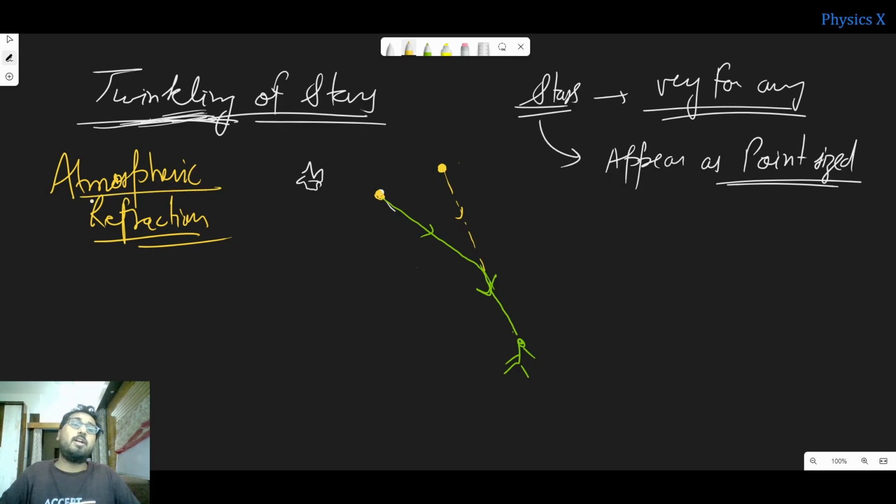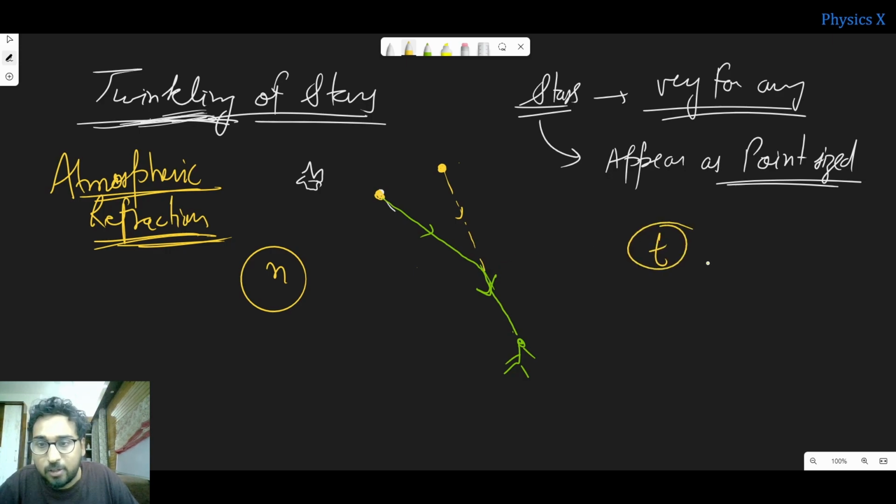Again, as I told you, the temperature is not constant in the atmosphere, it is continuously changing, and that is why the refractive index of air will be changing continuously. So at every instant of time, the refractive index value will be different. As this refracted ray, sometimes it will be bent like this, sometimes like this, sometimes like this. So there will be a different position of the star at different points of time.